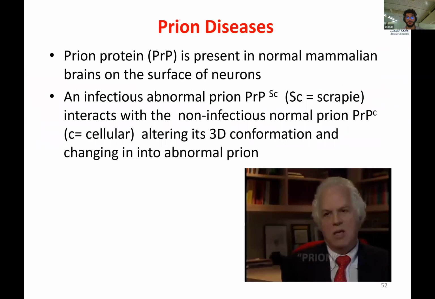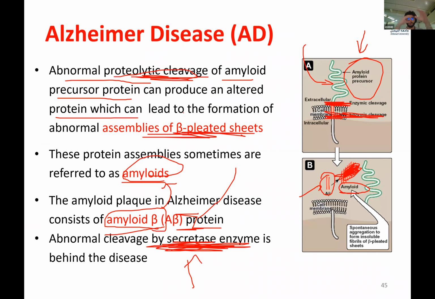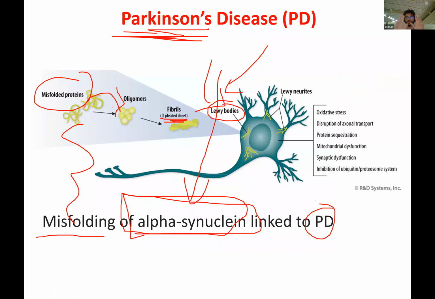Okay. Basically, the takeaway message from these two things is that beta pleated sheets aggregate together. Your system is no longer able to clear these proteins, and they start to form this ball of protein that's just there. Eventually this leads to the death of cells. And that's it. It's just protein misfolding, and it causes these two specific diseases, Parkinson's and Alzheimer's.